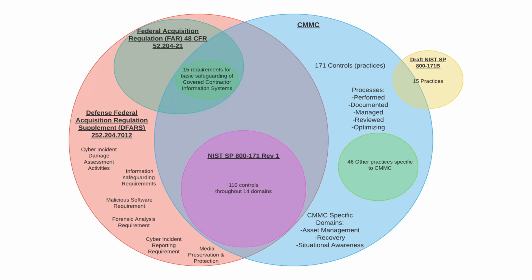So at level 1 of the CMMC, this only addresses the security practices that can be found in FAR Clause Part 52.204-21. Whereas level 3 includes all of the security practices from NIST 800-171, as well as 20 other security practices that are specific to CMMC. Then at level 4 and level 5, these levels start to incorporate a subset of practices from the draft NIST Special Publication 800-171B, plus additional practices that are related to CMMC specifically.